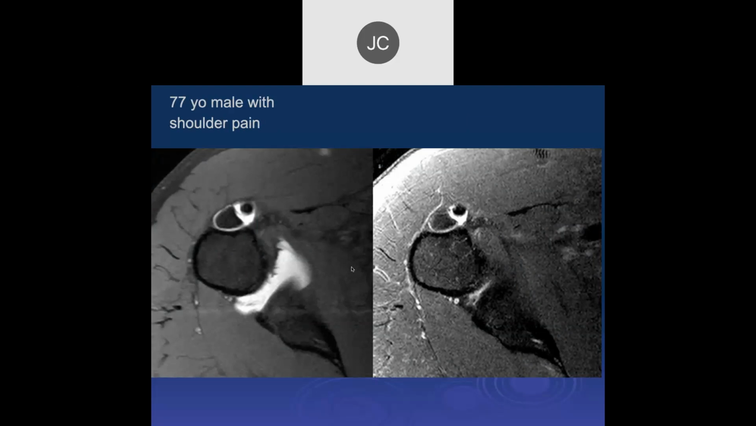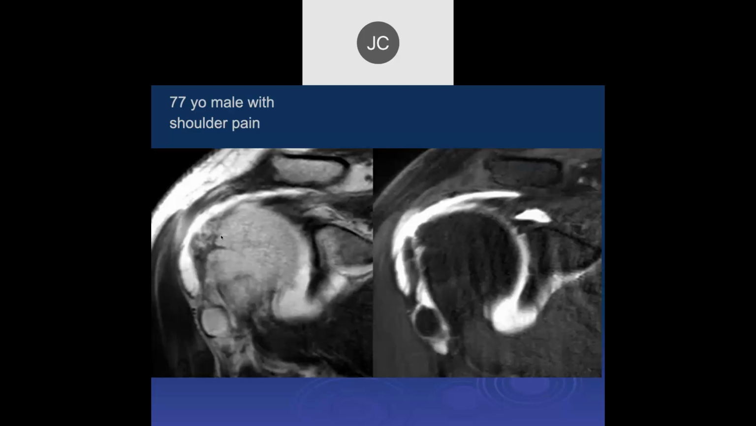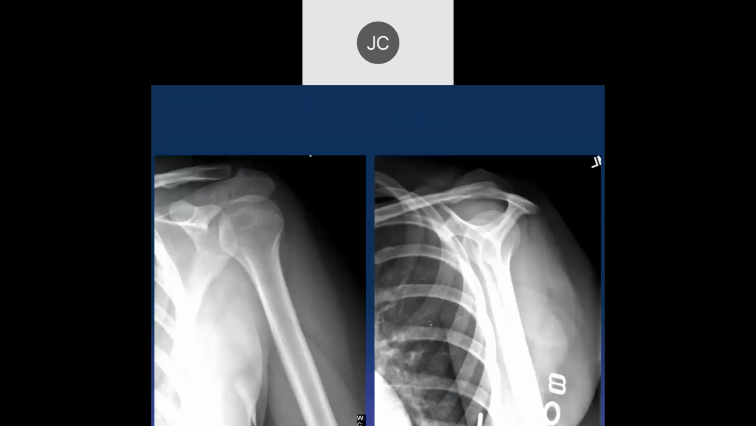Whoa. Is that a bony fragment in the biceps groove? Okay. So there's the biceps, and there's a loose body. Here we can see it. So you can also get loose bodies down in there.